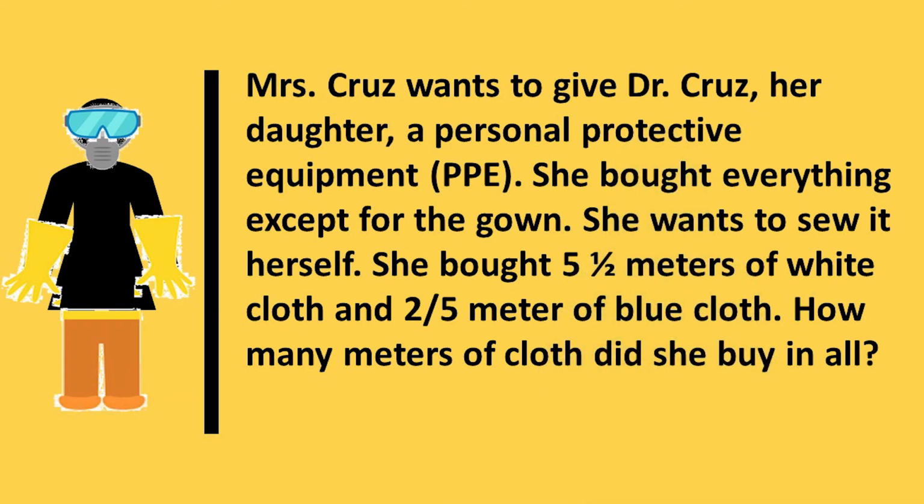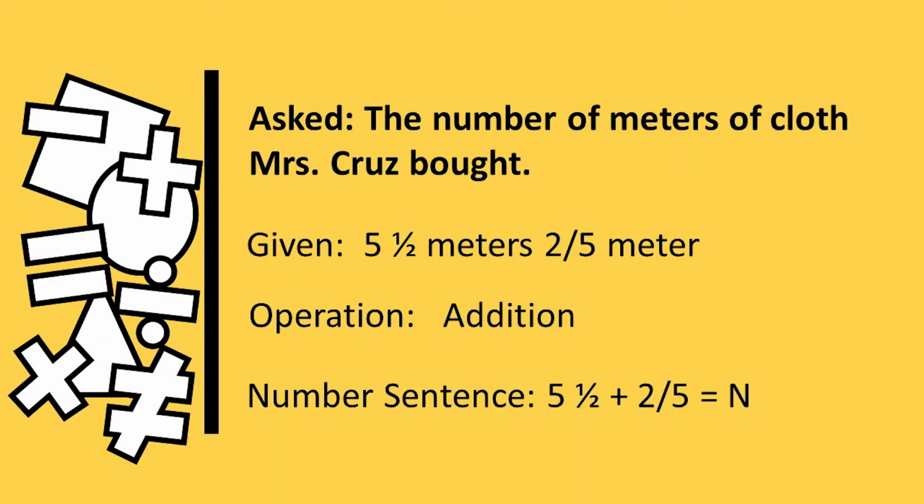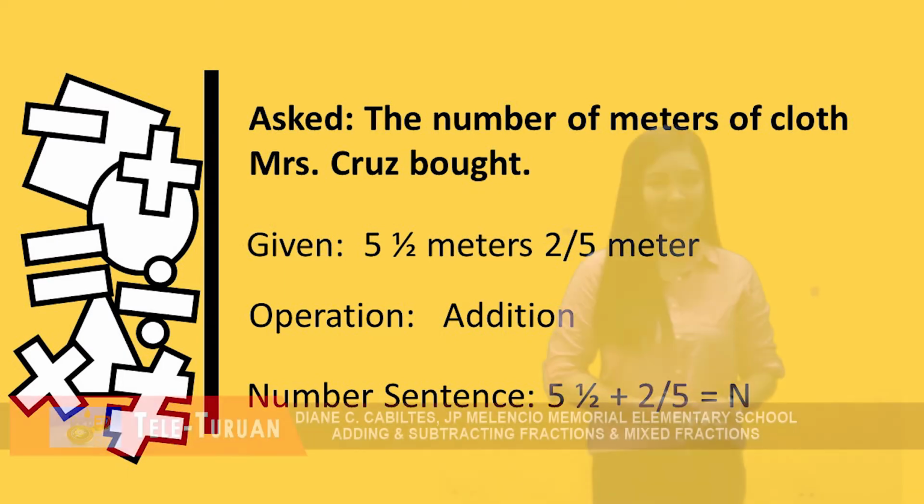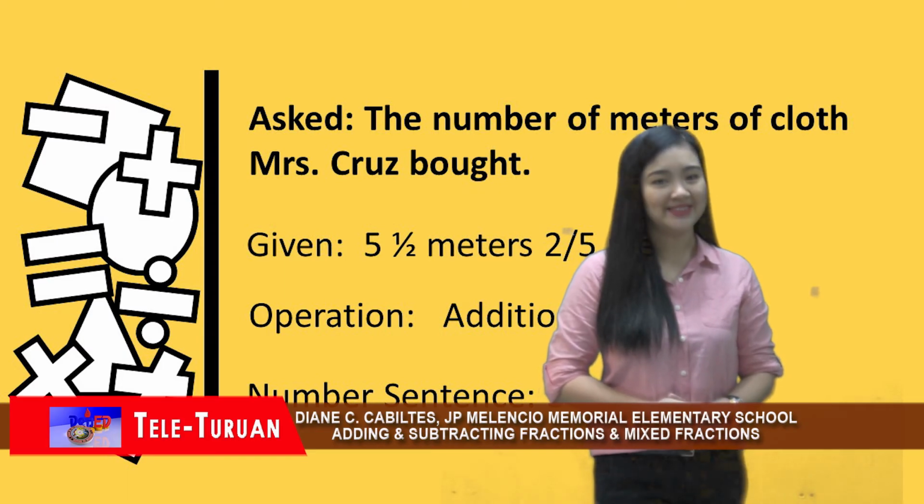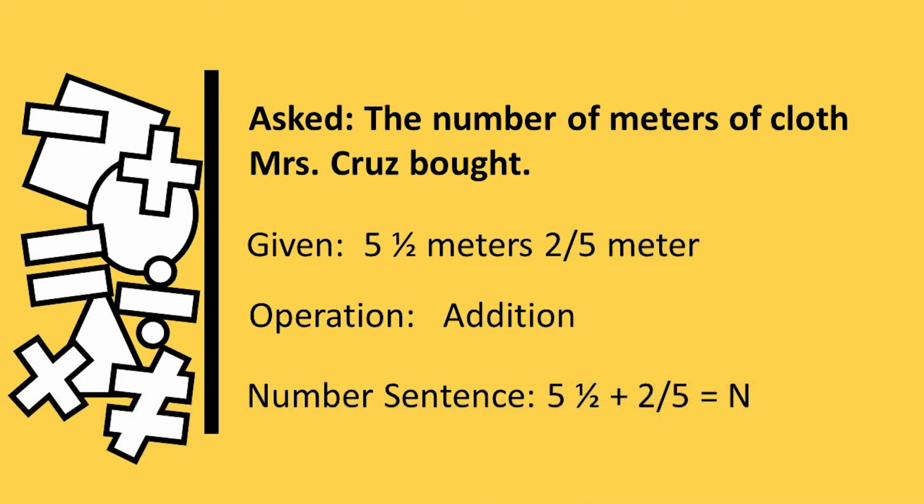First, let's understand the problem. What is asked in the problem? The number of meters of cloth Mrs. Cruz bought. What are the given? 5 1/2 meters and 2/5 meters. Next, let's plan. What is the operation to be used? That's correct. The operation to be used is addition. What is the number sentence? 5 1/2 plus 2/5 is equal to n.